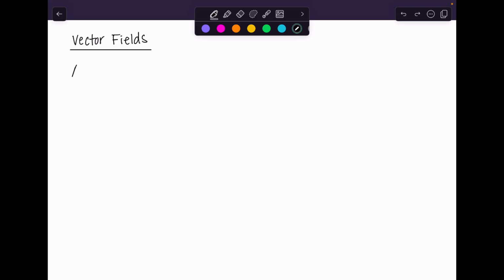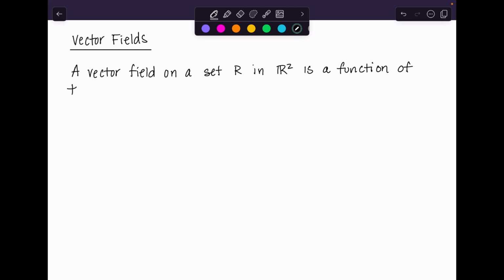So a vector field on a set R in R2 is a function of the form f with an input of a point (x, y), where in return you get a vector. So the x component depends on the point, and the y component also depends on that point. Okay. You can extend this to R3 as well.